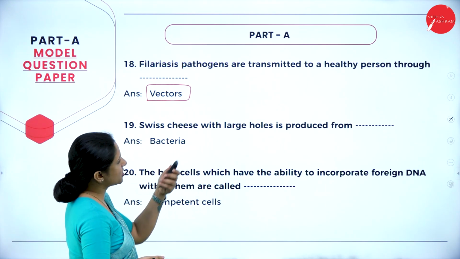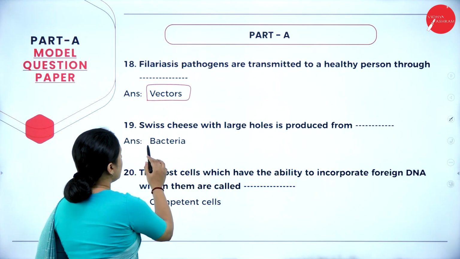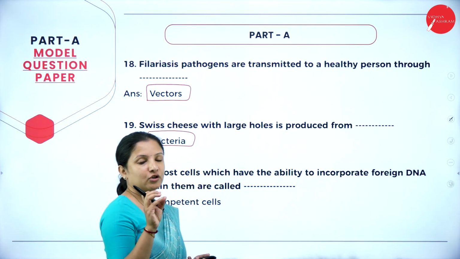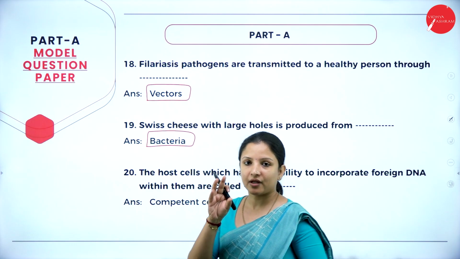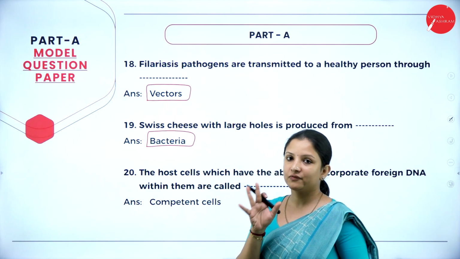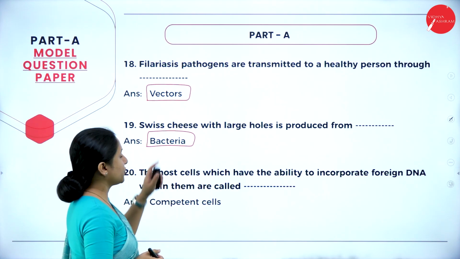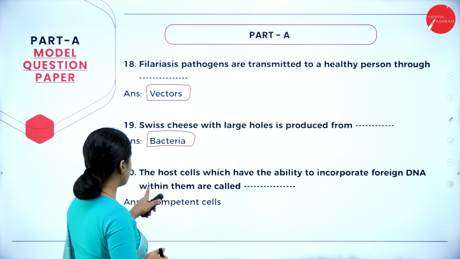Next, Swiss cheese with large holes is produced from bacteria. The bacteria release carbon dioxide and therefore a lot of large holes are created in the Swiss cheese because of this bacteria. That is Propionibacterium shermanii, right?